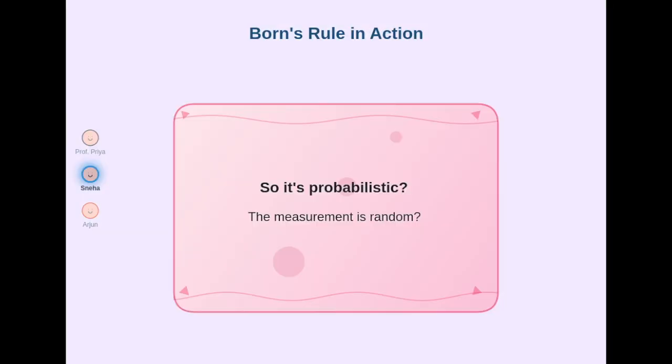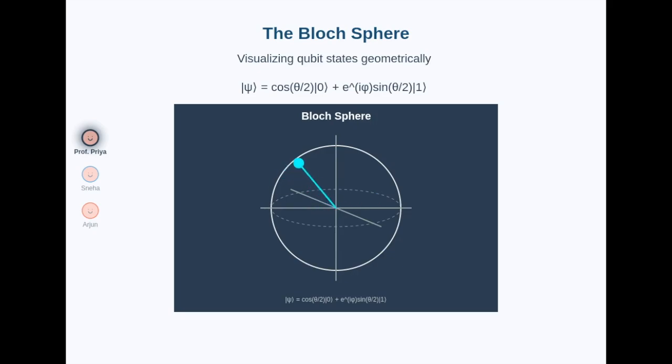Wait, so quantum measurement is fundamentally random? We can only predict probabilities, not exact outcomes. Exactly right. This follows Born's rule.